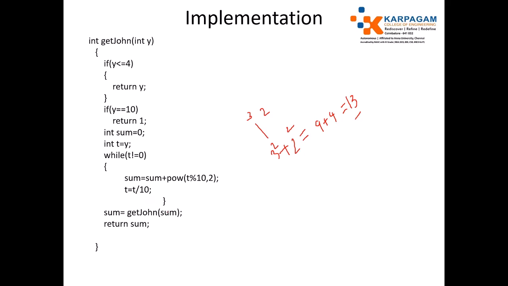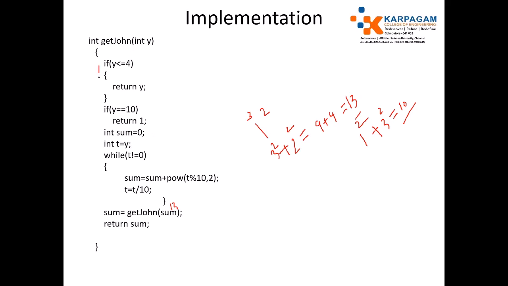This 13 value is not less than 4, and is not equal to 10. So again it needs to be processed by squaring 1 and squaring 3, and you will get 10 again. Okay, so for that purpose I recursively call the same function. So here 13 will be called again.